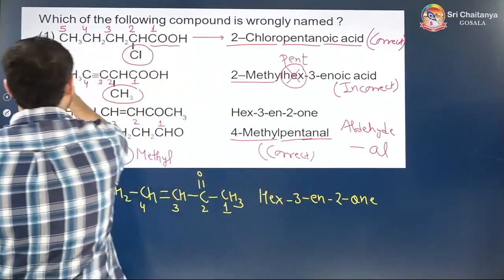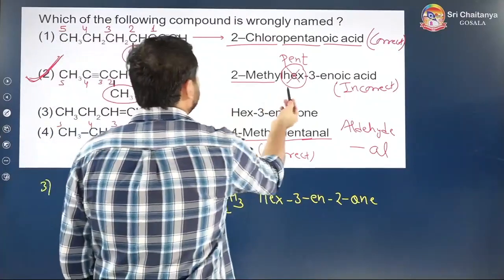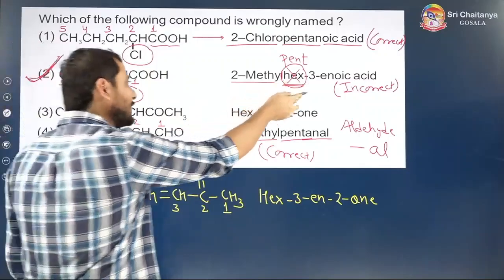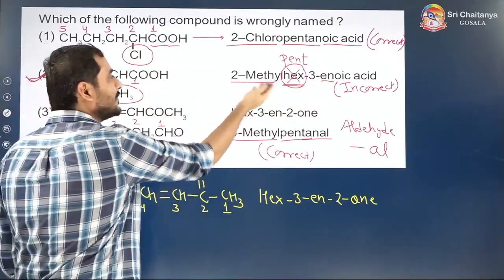So what is the answer? The answer is option number 2. But in the second option, first from hex it is also incorrect. We are not moving ahead. It is also given ene, that is incorrect. But first, what we have checked is that hex is also not possible.